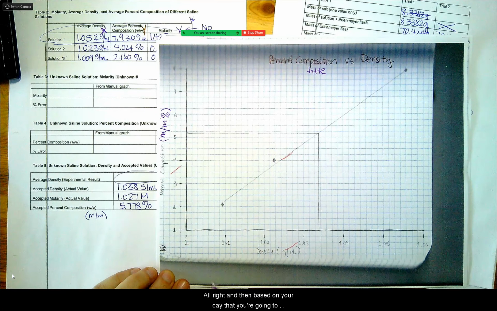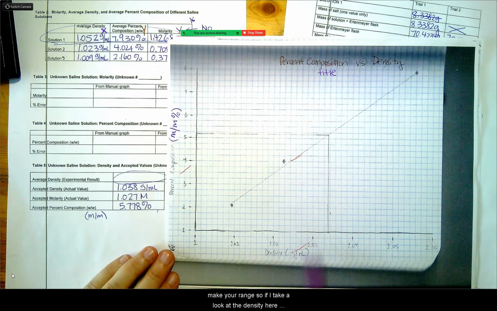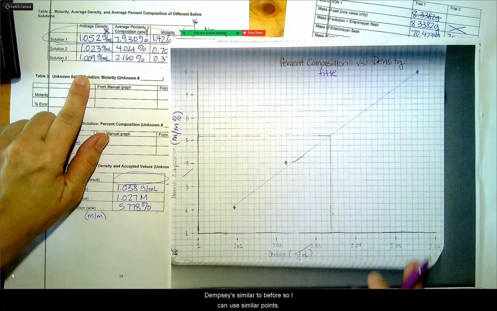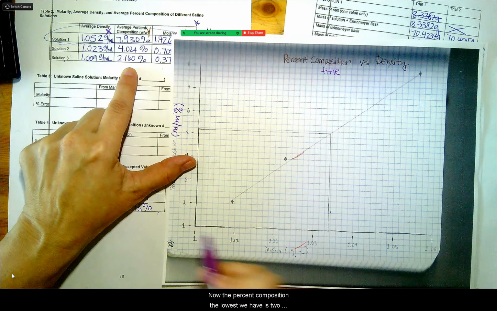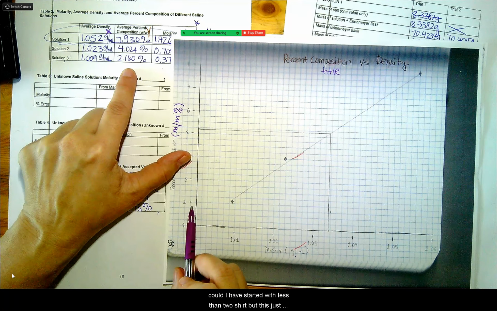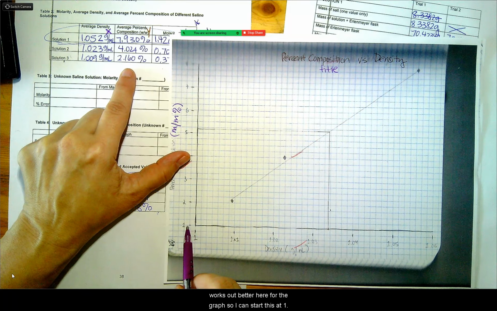All right, and then based on your data, you're going to make your range. So if I take a look at the density here, the density is similar to before, so I can use similar points. Now the percent composition, the lowest we have is 2. Could I have started with less than 2? Sure, but this just works out better here for the graph, so I can start this at 1.